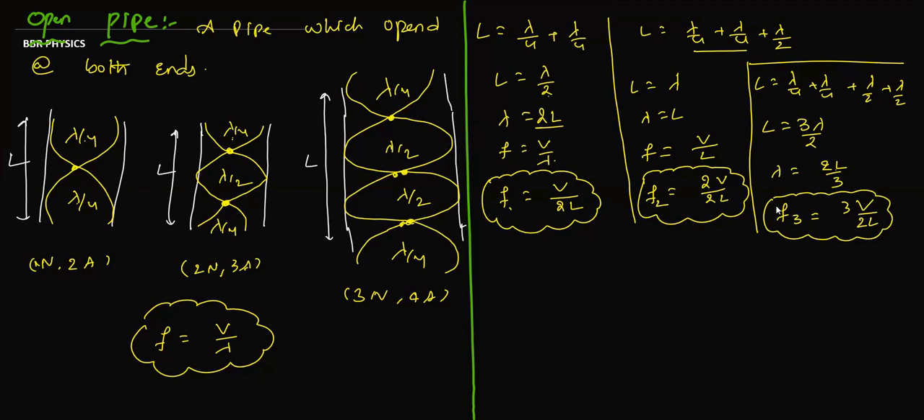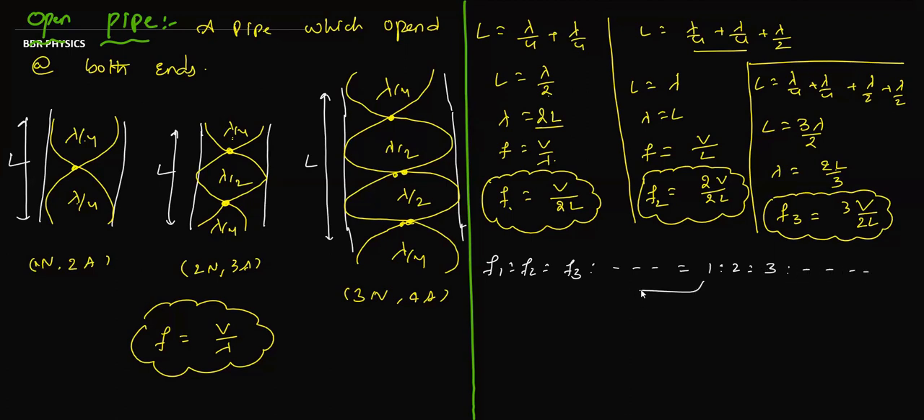Now what we need to do is calculate the ratios. If you observe the ratios, V by 2L is common in all. If you take the ratios, this V by 2L, this V by 2L, this V by 2L will get cancelled. How much remains? Here 1, here 2, here 3 remains. Therefore, if you calculate the ratios, we get F1 is to F2 is to F3 equal to 1:2:3, and so on.